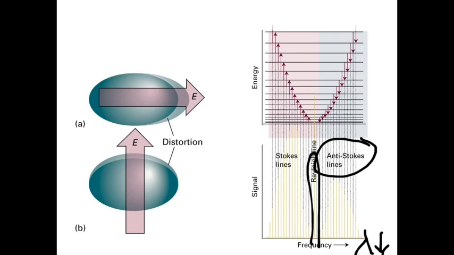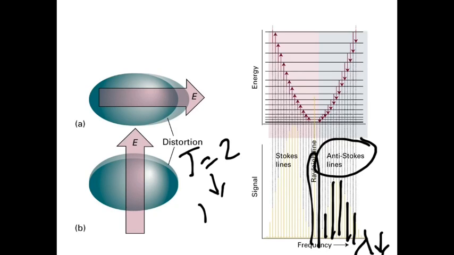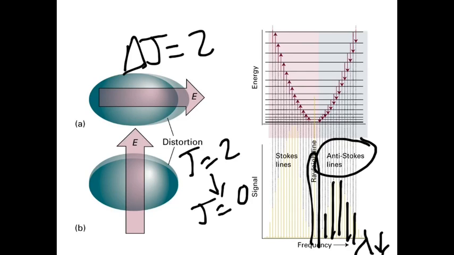And you see the change in rotational energy associated with this loss of rotational energy. So that means you had some energy maybe at a J equals 2 state, and it went down to a J equals 0 state. Because for Raman spectroscopy, the change in J is equal to plus or minus 2, unlike with microwave spectroscopy, where the change in J is plus or minus 1. Okay? So the Stokes lines then must be the other one.